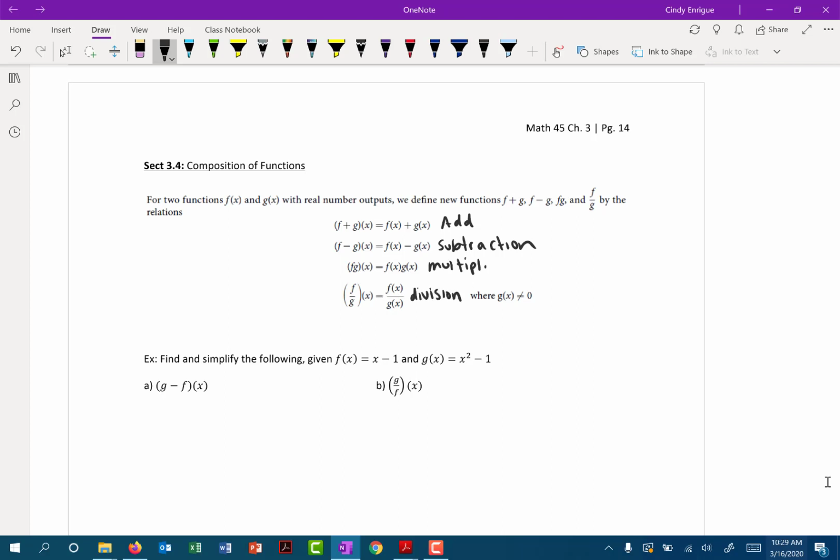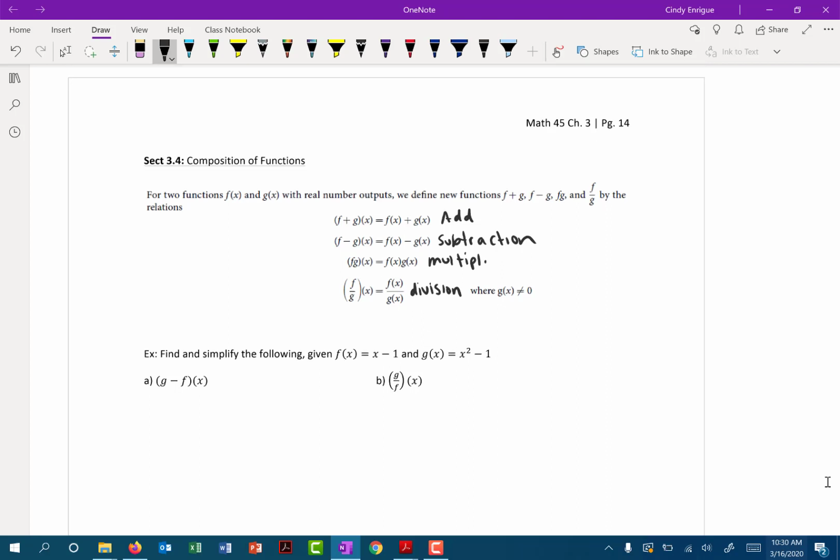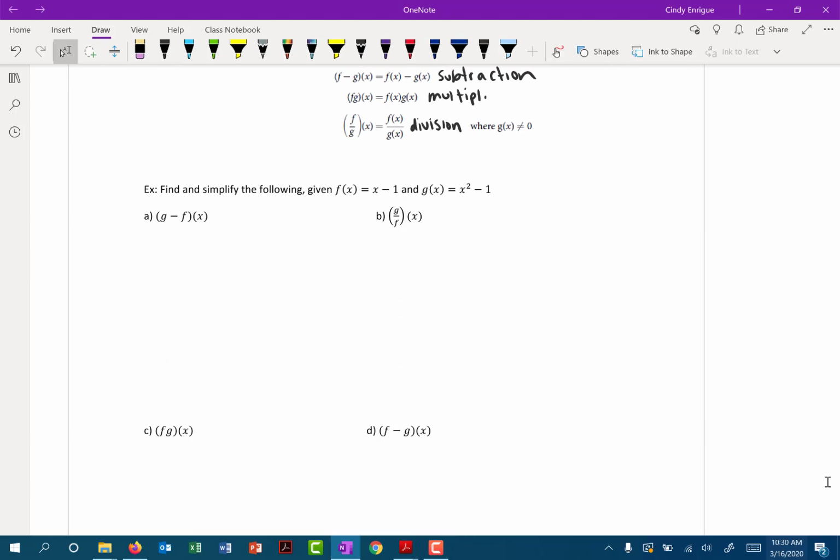And here it's really important to notice that it's all about notation and what order it comes in. So for example, let's look at this example. We have function f of x, x minus 1, and our function g of x, which is x squared minus 1. So for part A, we have g minus f with respect to x. This is what it's saying.